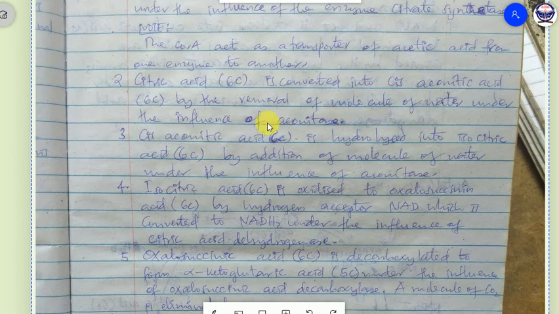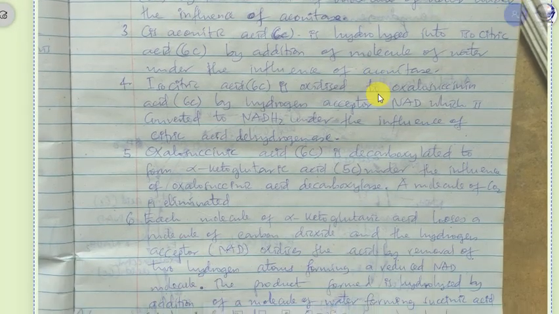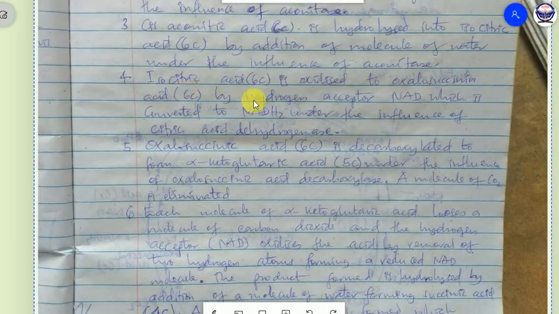Kwa enzyme mwenye kata hizi reaction ya pili na ya tatu ni yule aconitase. Lakini kwenye stage ya 4 tuna convert isocitric acid, tuna oxidize to oxalosuccinic acid which is 6 carbon, or we can call it the oxalosuccinate by hydrogen acceptor NAD, which is converted to NADH2 under the influence of citric acid dehydrogenase.